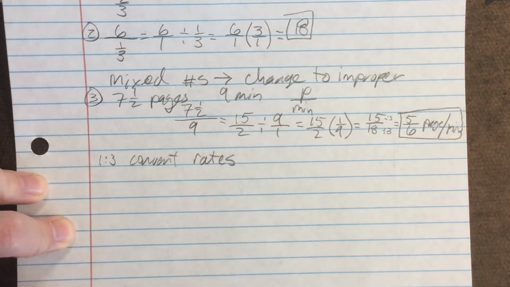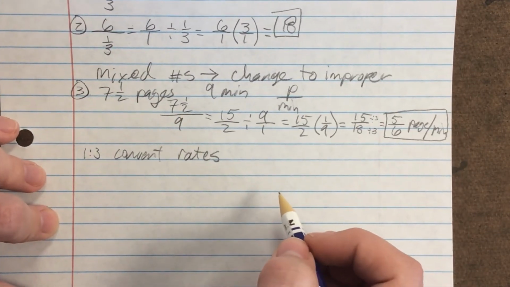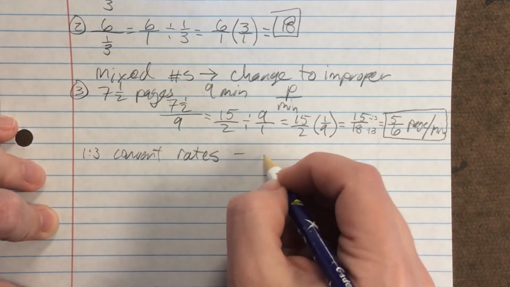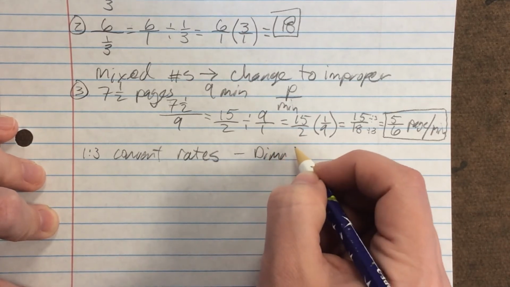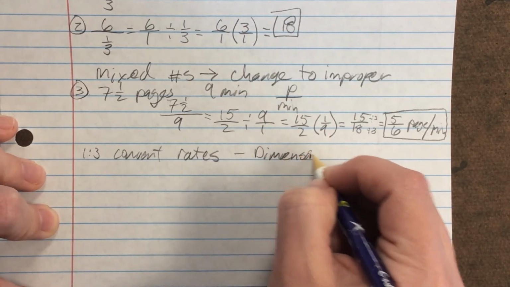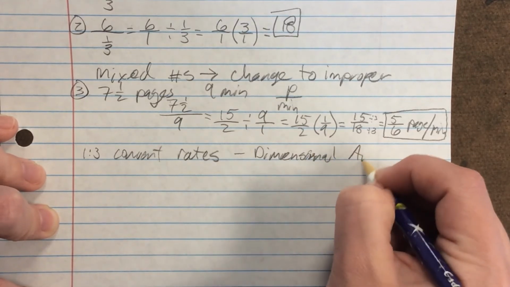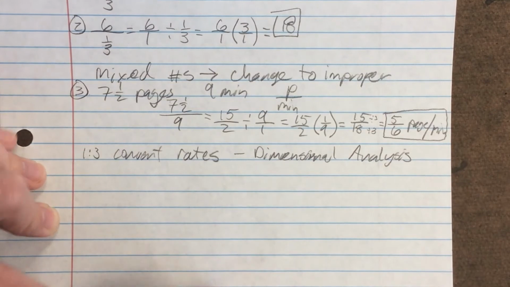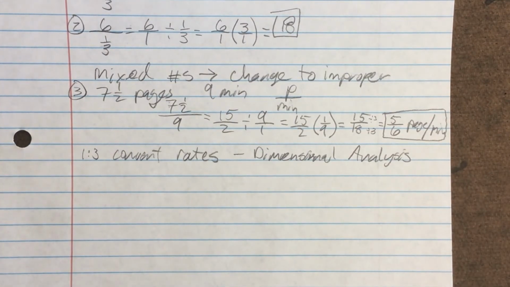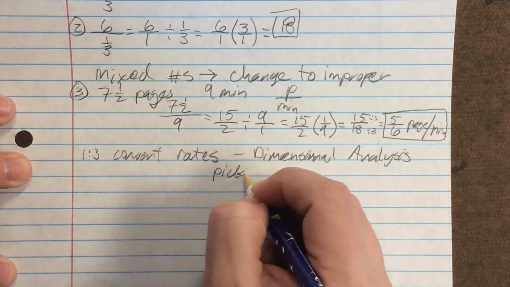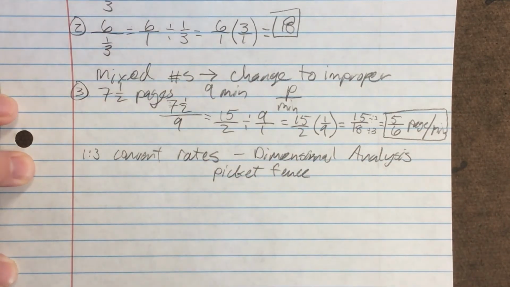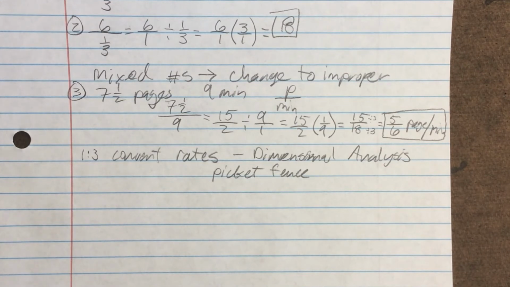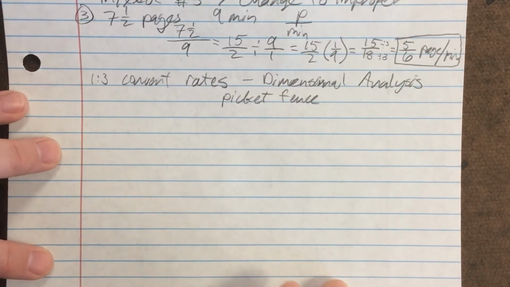And the way that we do this, and this is just going to be a really quick introduction, you're going to be doing this in your 8th grade science class. It's called dimensional analysis. Okay, dimensional analysis is also known as the picket fence method, and it's just a way to organize stuff so that as we're converting rates, we write them down in an organized way. And it helps just to know what to do when.